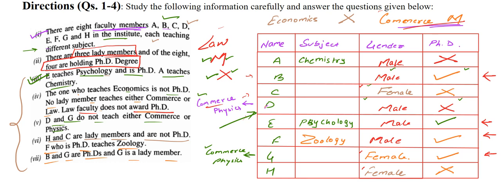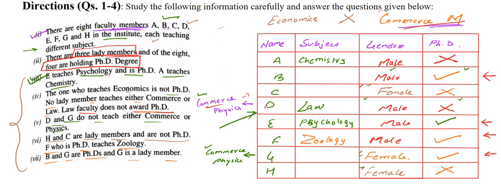In the remaining 2, G and H, you can see both of them are female, so they can't teach law. So we have got who is teaching law, and our answer will be D. So D is teaching law because D is a male and he is not holding a PhD degree. So we have got the person who is teaching law.